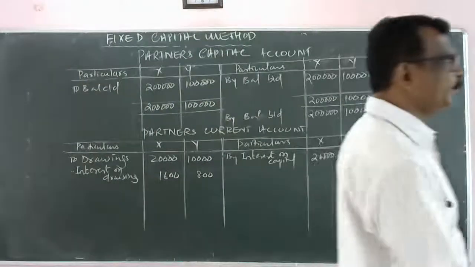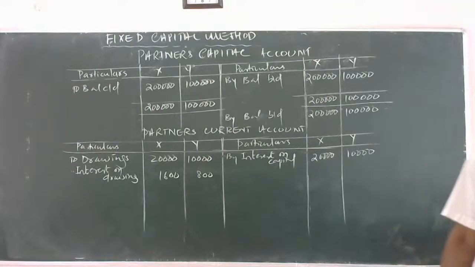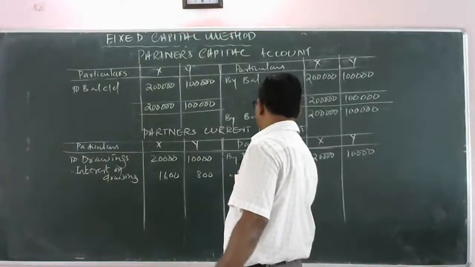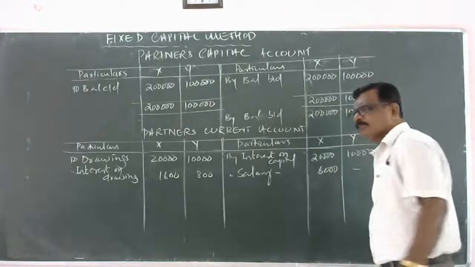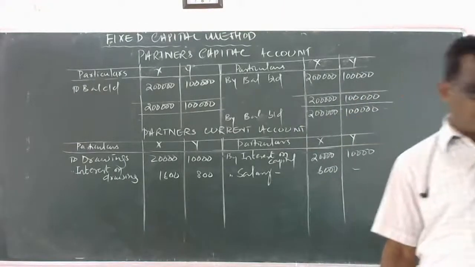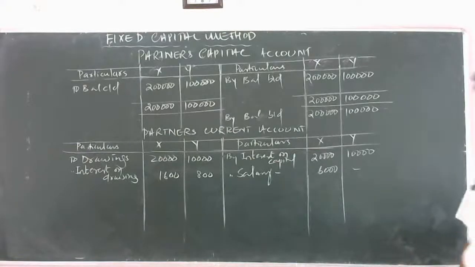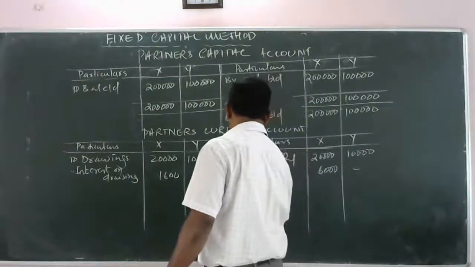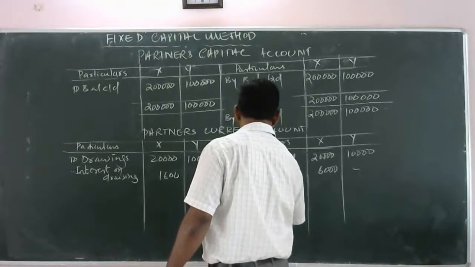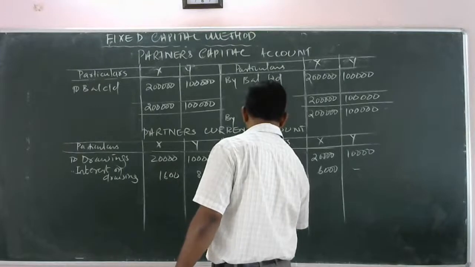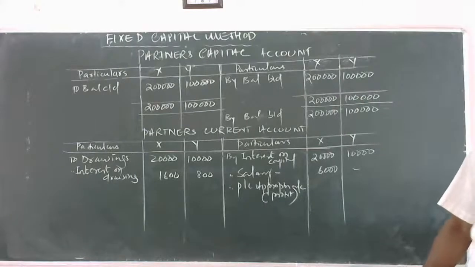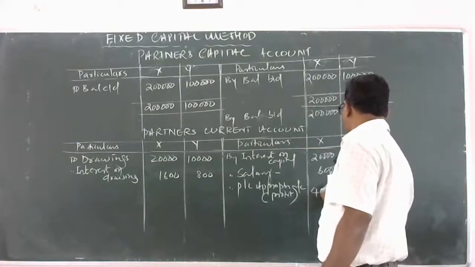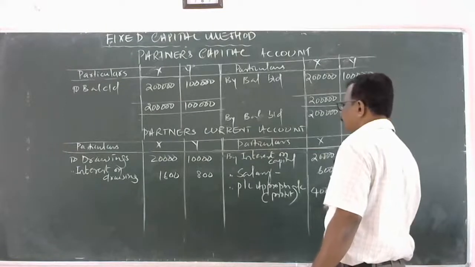Similarly, other items. Salary to Mr. X 6,000. Salary is credited, 6,000, right? And share of profit in the current year. Share of profit is from the profit and loss appropriation account. Profit share: X rupees 40,000, Y rupees 20,000. 40,000 and 20,000, isn't it?